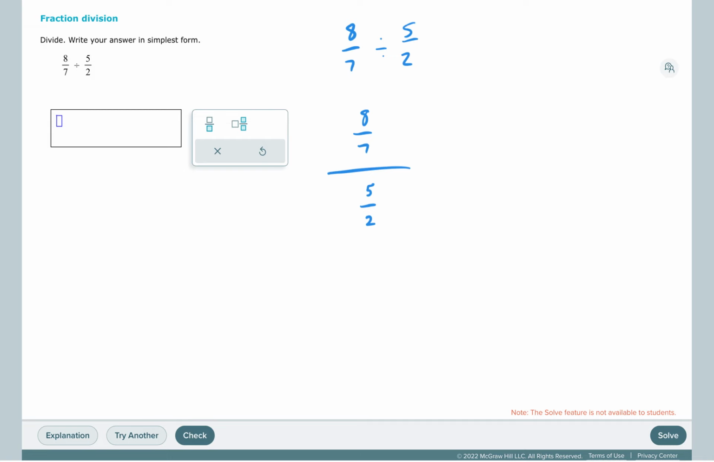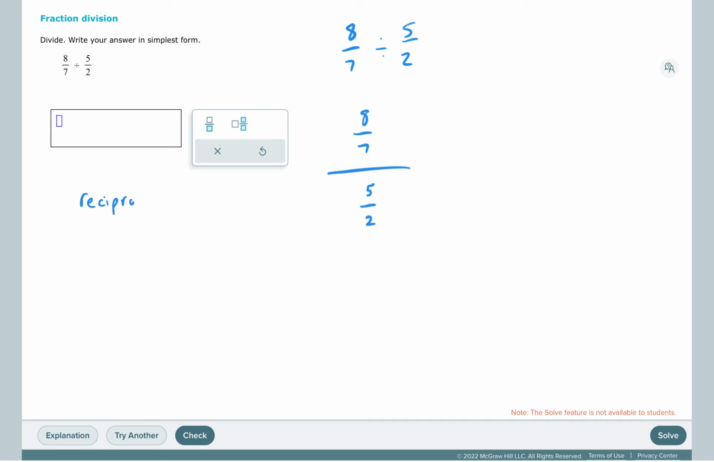problems. So this problem right here now shows you that we have 8/7, and then this line right here is our division line divided by 5/2. It's like this is the numerator and this is the denominator of the fraction. Now, before I do anything else, I want you to consider this word right here.